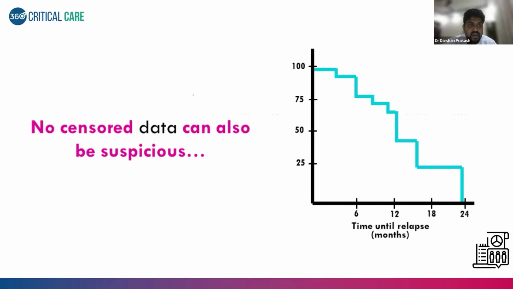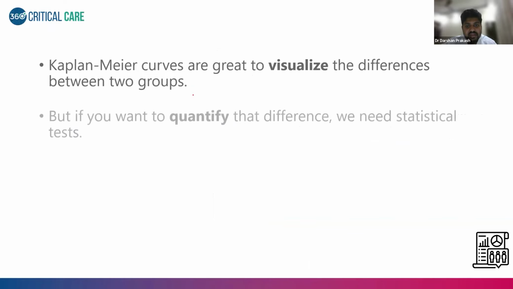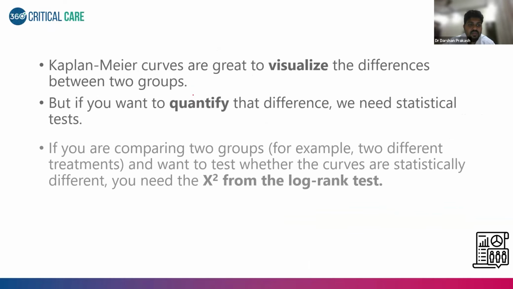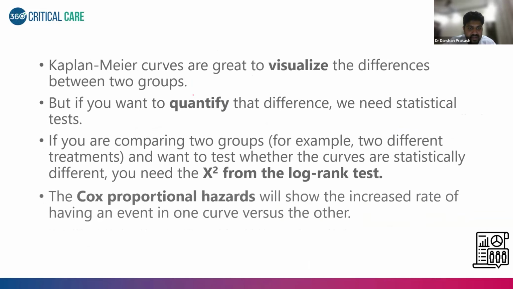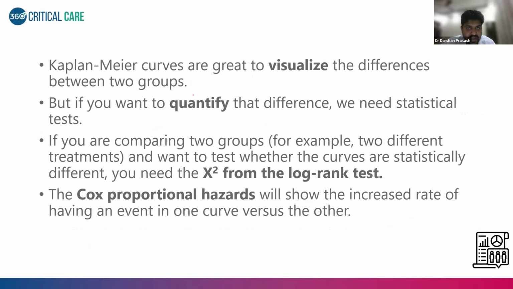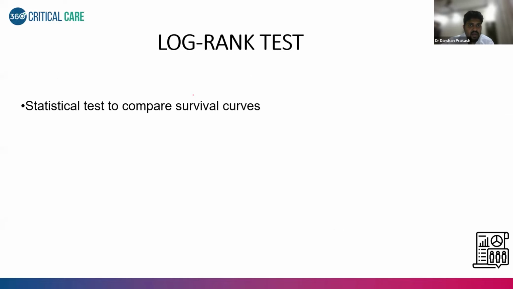Okay. So Kaplan-Meier curves are great to visualize the difference between two groups. It helps us quantify the differences. Okay, and if at all you want to do more than two groups, probably you need to check a chi-square test and then do a log rank test. Okay, along with that, you can also use other statistical tools like the Cox proportional hazards. So for two things we can use a Kaplan-Meier curve. For more than two things, you need to do a log rank test.